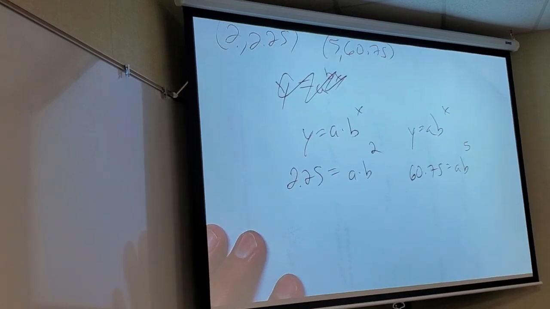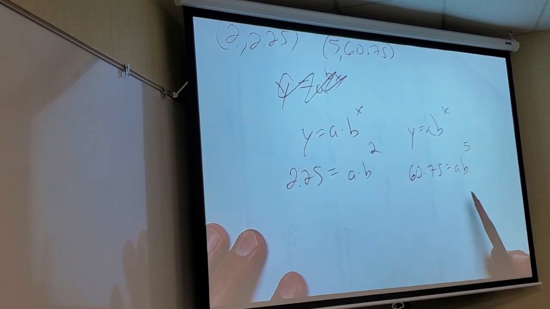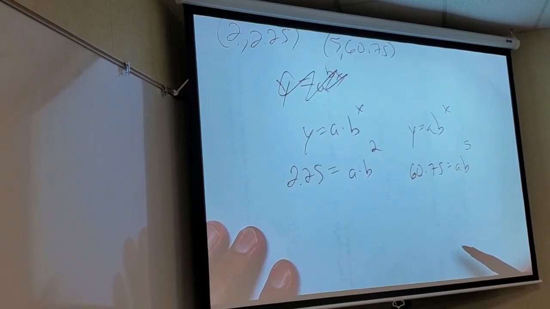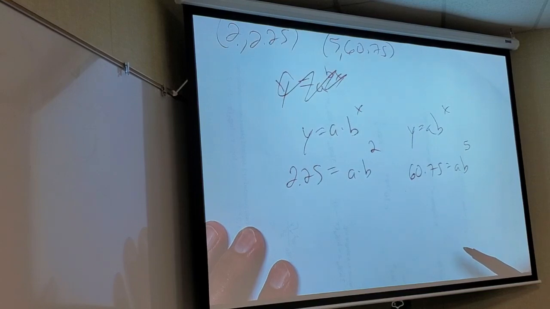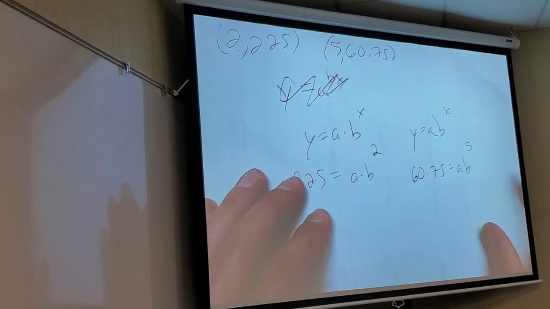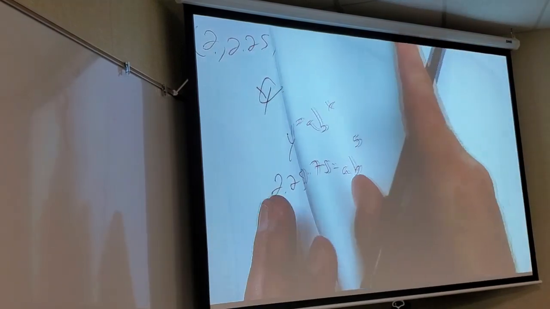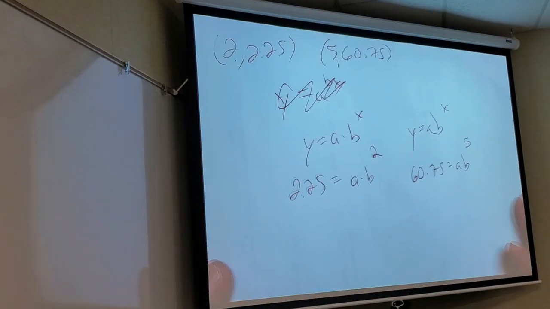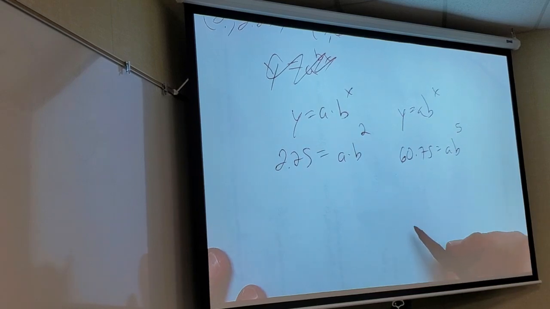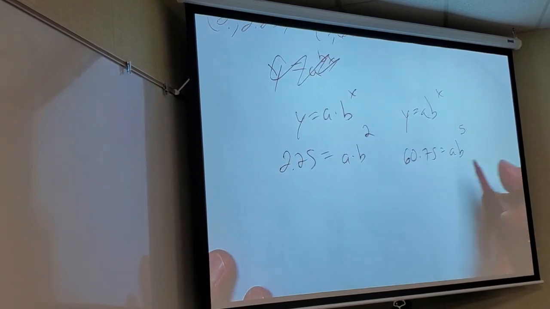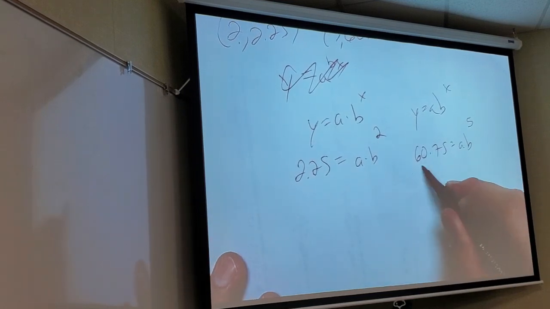But I want you to realize, right now if you look at that, you're like, how am I going to figure out what A or B are? Does anyone feel that way? Don't worry, you have to smush the two equations together. How? You do 60.75 over 2.25 equals A times b to the fifth over A times b squared.